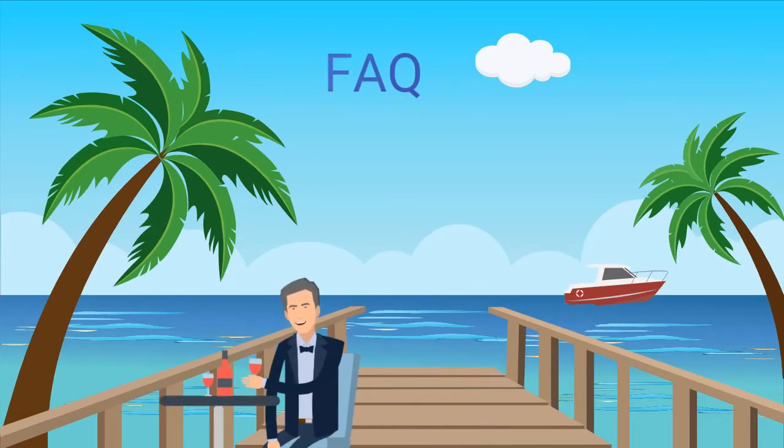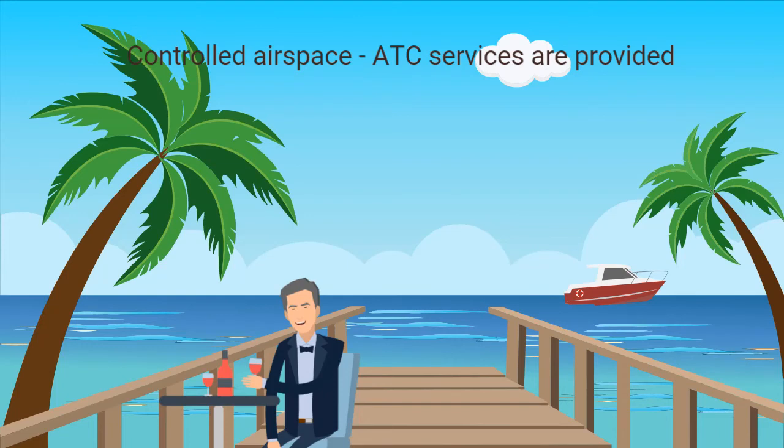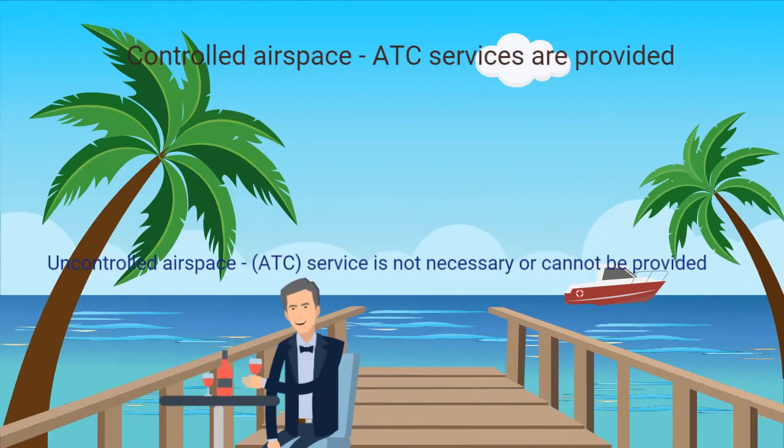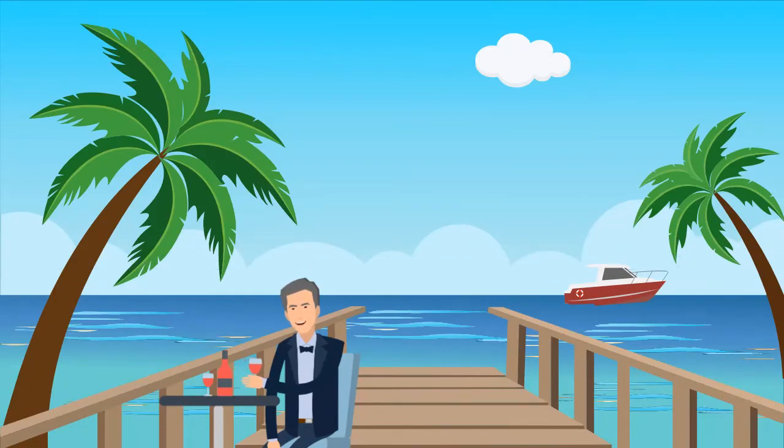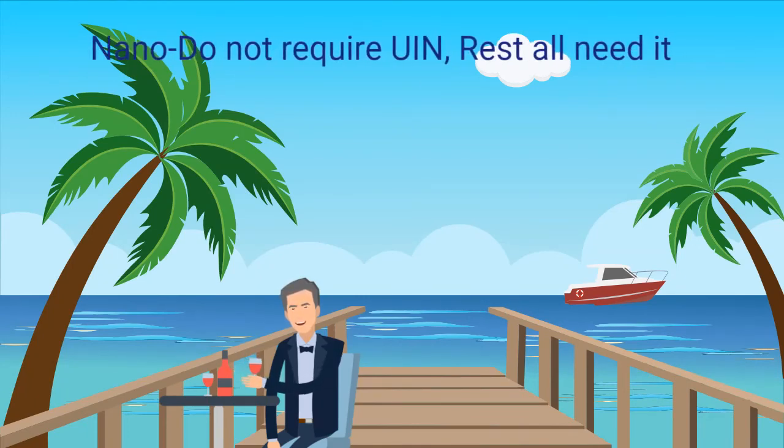One question is about controlled and uncontrolled airspace. What's the difference? Controlled airspace is nothing but airspace which has control by ATC, that is air traffic control. And uncontrolled is just the opposite of that, where ATC does not provide any service. That's controlled and uncontrolled airspace. Another possible question is, do I need a UIN number if I am using my drone inside my room? The answer is, for nano, you do not require UIN, but for micro and above categories, you definitely require a UIN number. That's what the website says.